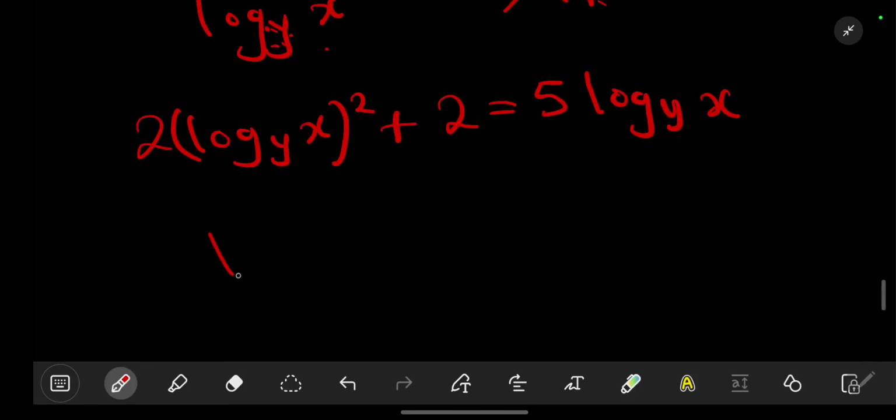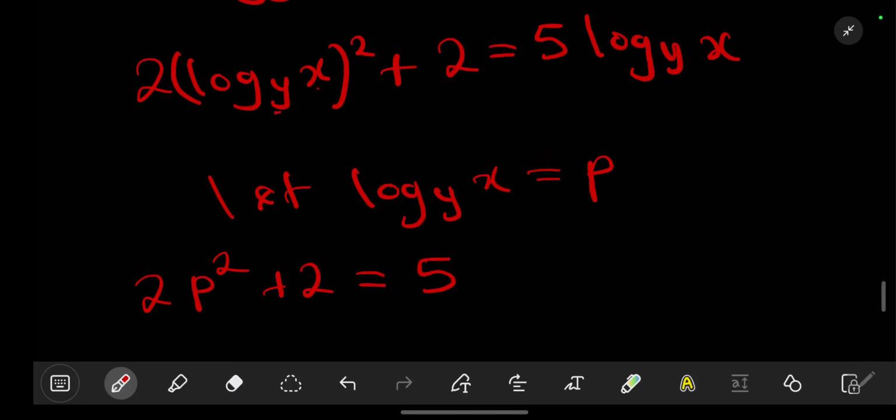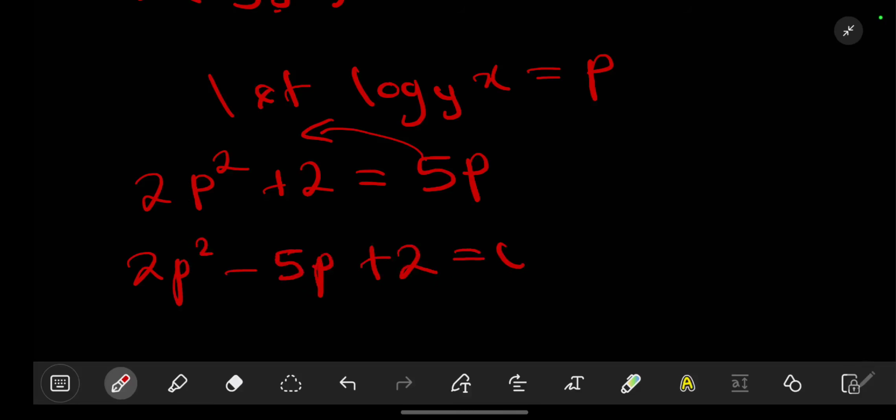Then from here, since y and x are already there, let the log of x base y be equal to p. So we replace where there is this with p, but we have p squared plus 2 should be equal to 5. Then the log of y base x is going to give us 1 over p. Then this comes to this side, so we have 2p squared minus 5p plus 2 should be equal to 0.